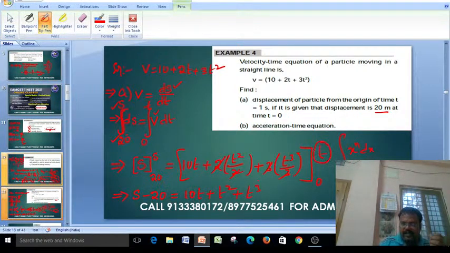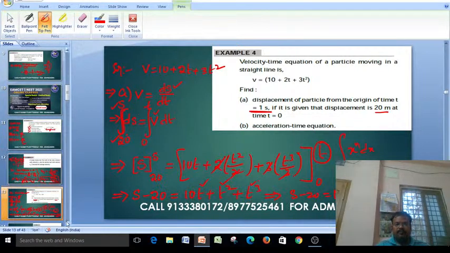So let us try to solve this one. t is nothing but what? At the time of t equal to 1 second, he asked. When you substitute, instead of t, in all the t's you substitute the value 1. So s minus 20 is equal to 10 plus 1 plus 1, that is 12. Solve this one, finally you will get s equal to 32 meters. This is 32 meters. So like this you have to solve the first problem.